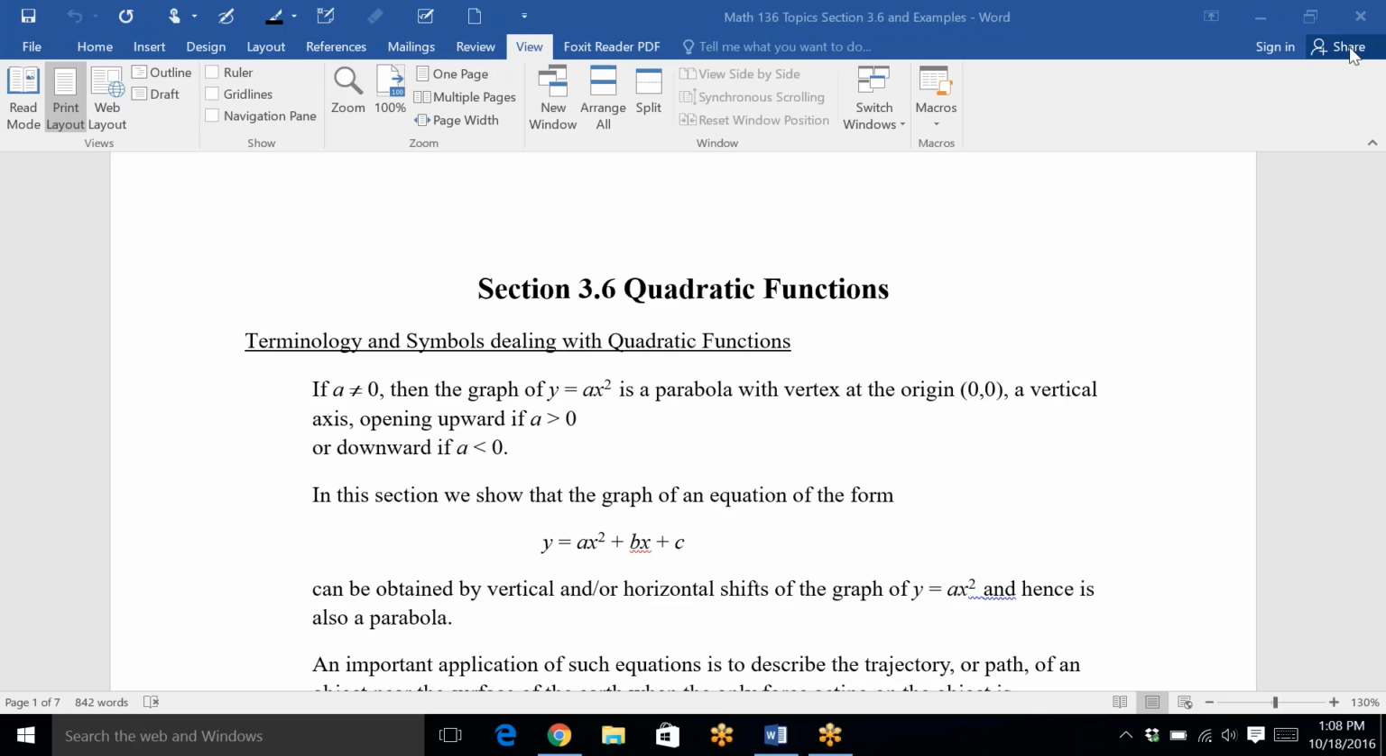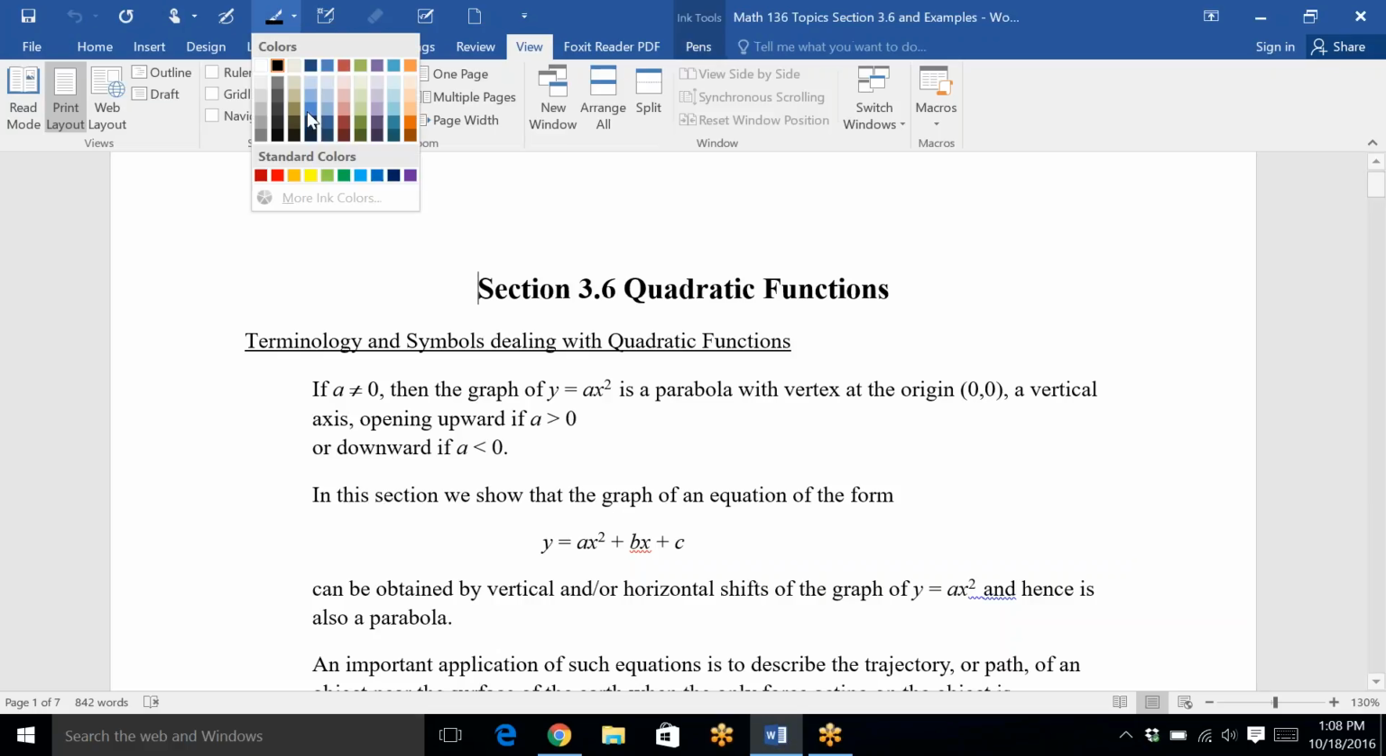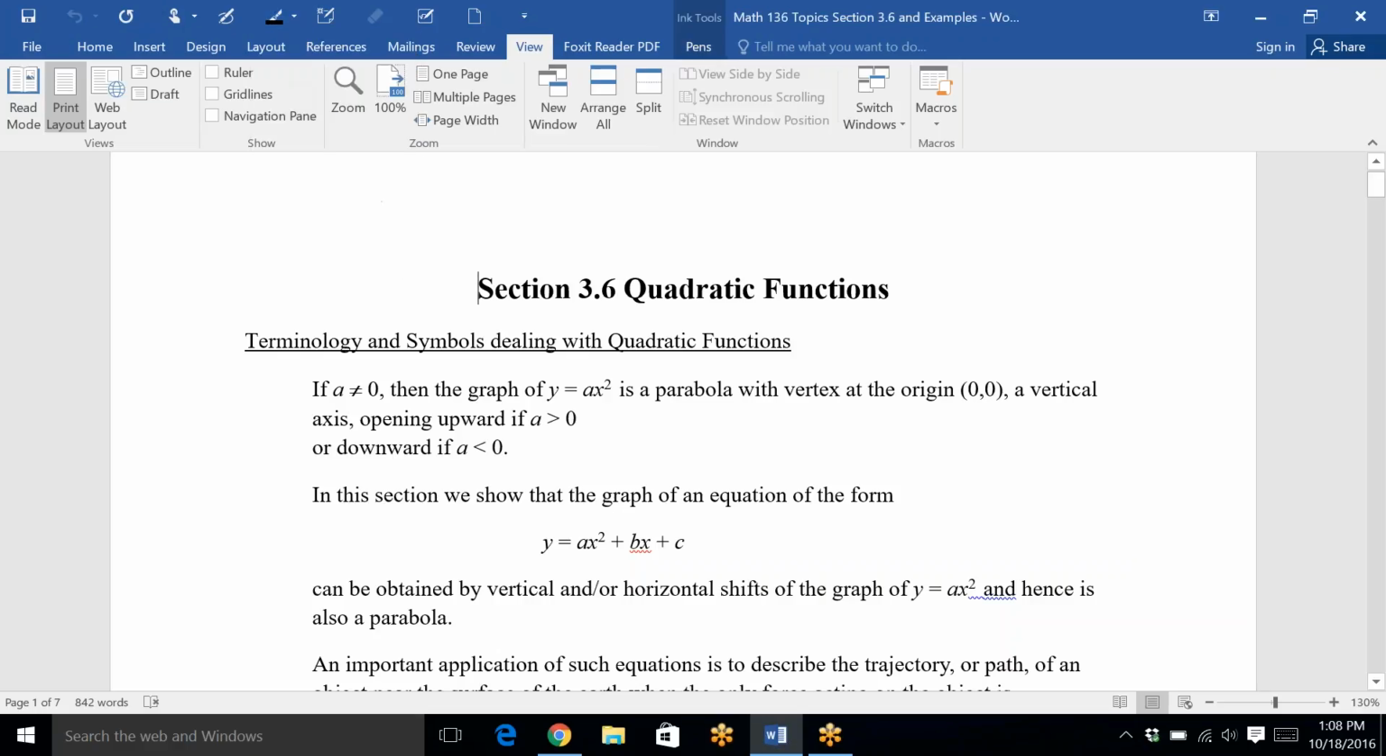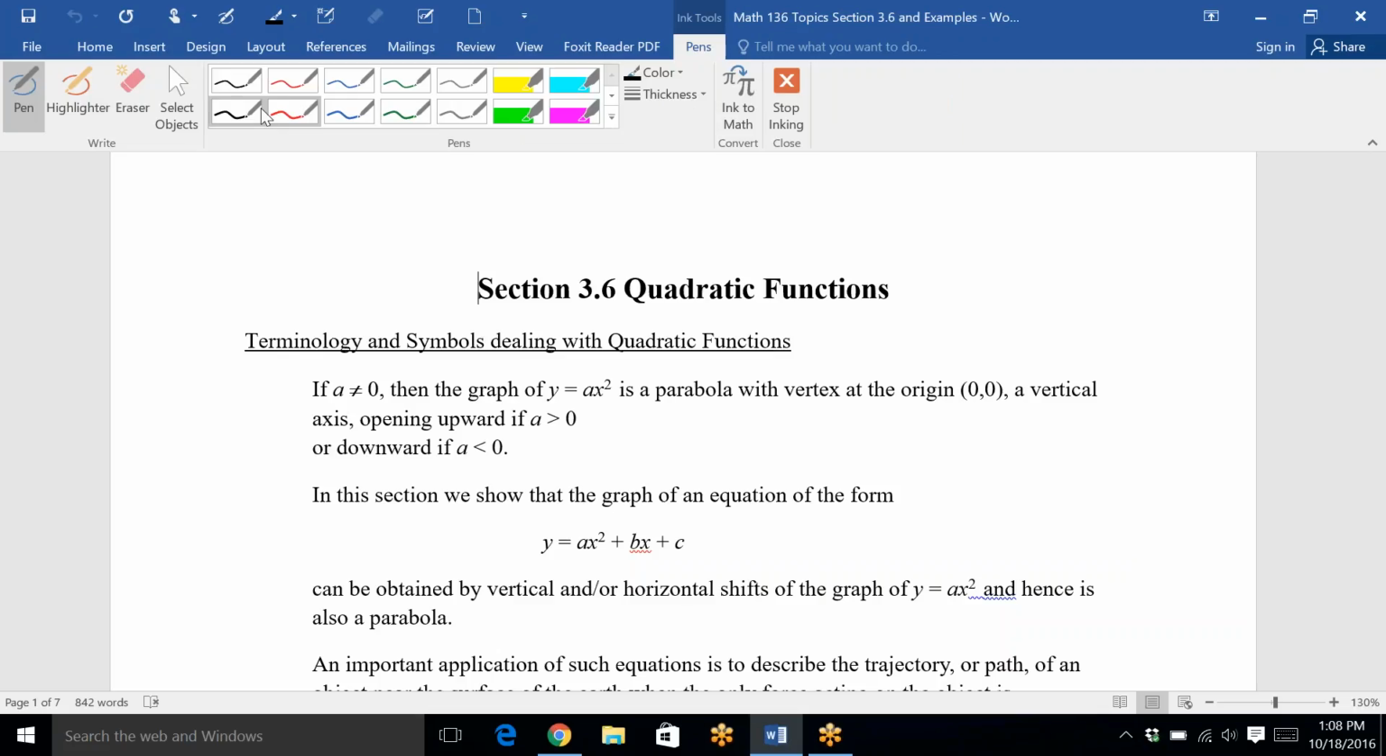Okay, this is a pre-video for section 3.6 on quadratic functions. Just to get us a little bit more caught up, we're going to go through the first type of problems in this section, and then we'll leave the rest for class tomorrow. So the big thing is, I'm just going to point out some things here.